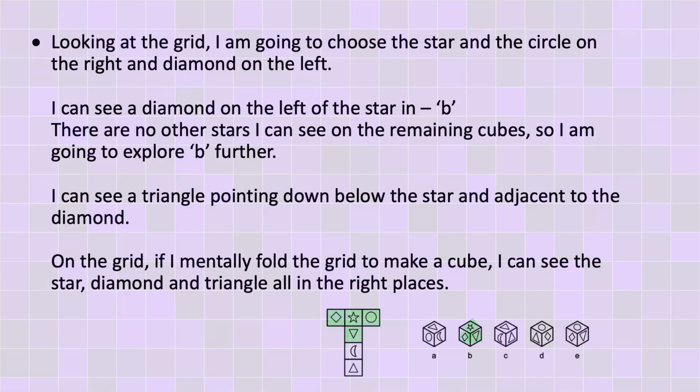On the grid, if I mentally fold the grid to make a cube, I can see the star, diamond, and triangle are all in the right places. B is the answer.